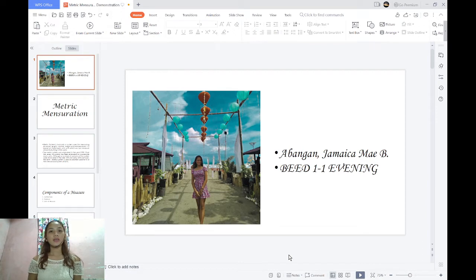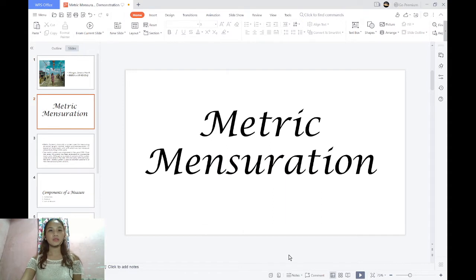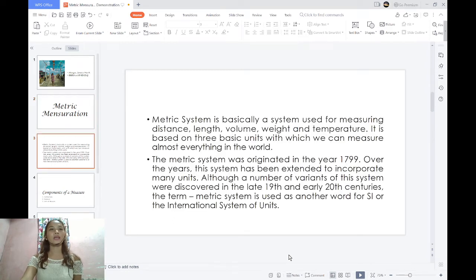So I am here to tackle metric mensuration. Without further ado, let me give you some information on how to read a ruler based on our discussion. Metric mensuration. Let me first tell you where it originated and when.